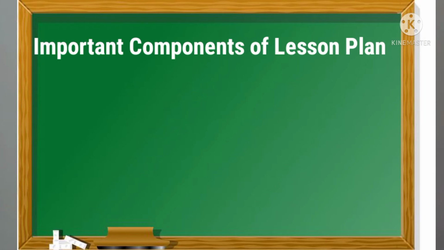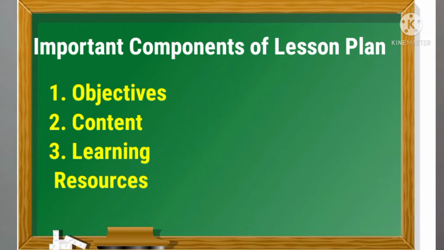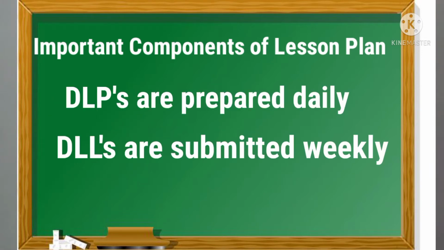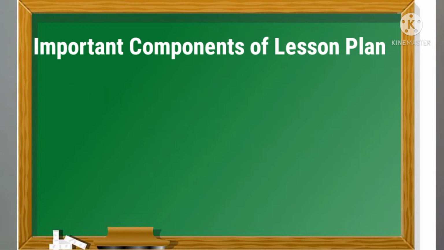The daily lesson plan, or the DLP, and the DLL, or the daily lesson log, have the same 6 components: objectives, content, learning resources, procedures, remarks, and reflection. The basic difference is the mode of preparation. DLPs are prepared daily, while DLLs are submitted weekly. Let's discuss the components of a lesson plan.